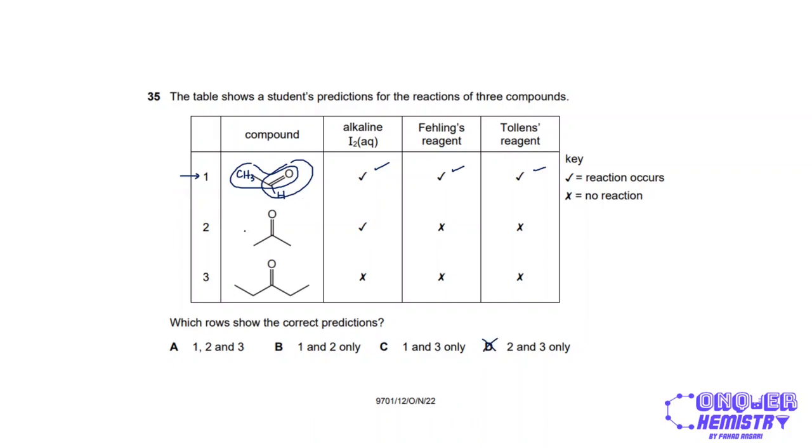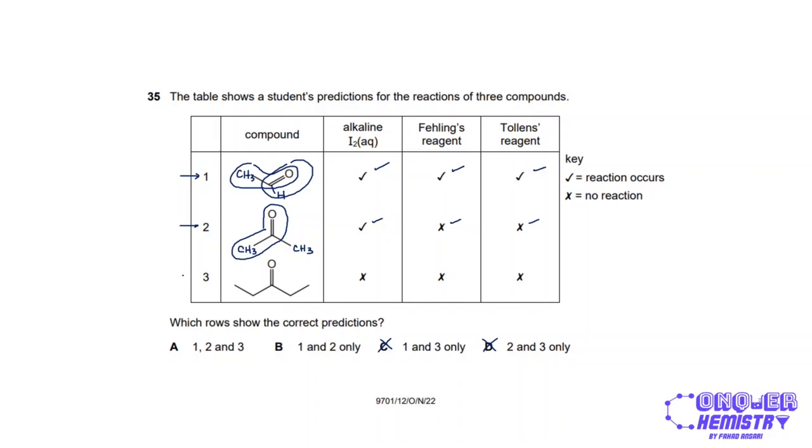Then we have propanone over here. CH3COCH3. Obviously, because this is a ketone, it will not give you any result with Fehling's and Tollens' reagents, but with alkaline aqueous iodine, it will give you a pale yellow precipitate because of the presence of that same CH3 C=O group. So row 2 is also correct, so that eliminates option C.